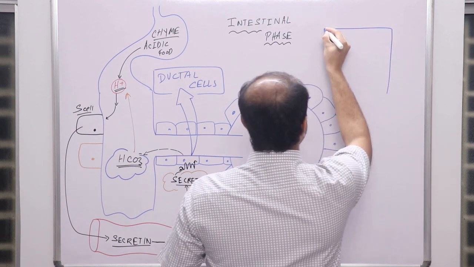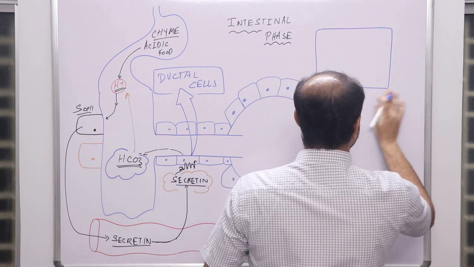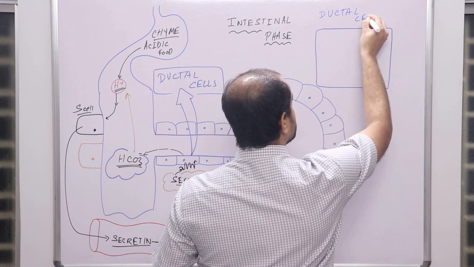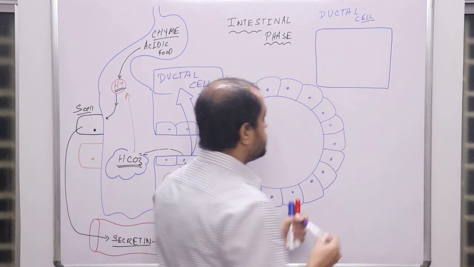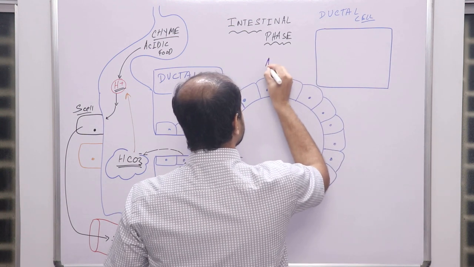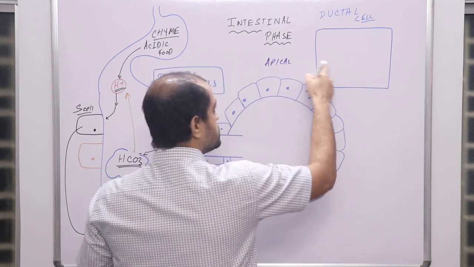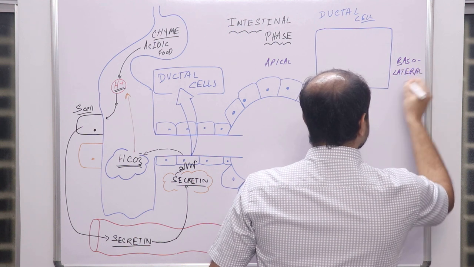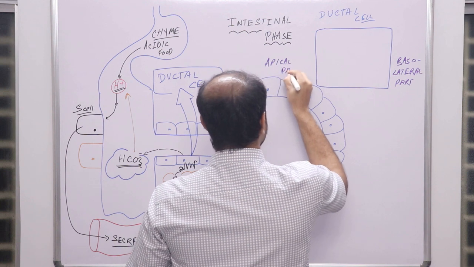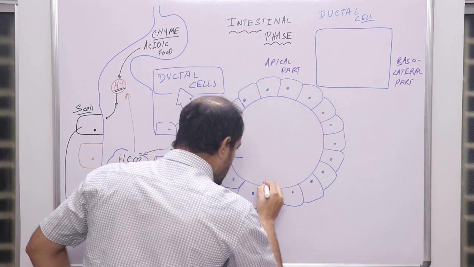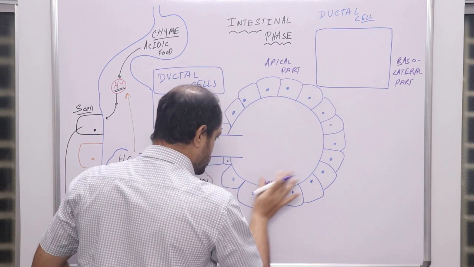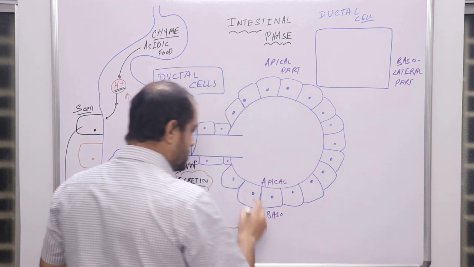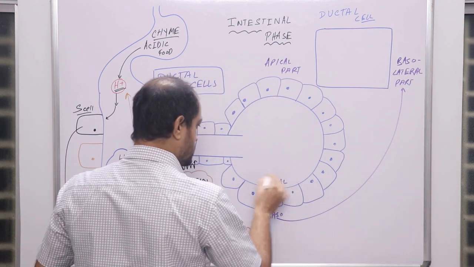Now listen, suppose this is your ductal cell. Clear? Now suppose this is the apical part of your cell, and this is the basolateral part. Now listen, this is the apex, apical. This is the apical part. Clear? And this is the basolateral part. So in this diagram I am referring to it like this, and this is the apical portion.